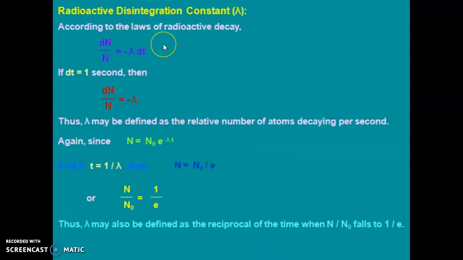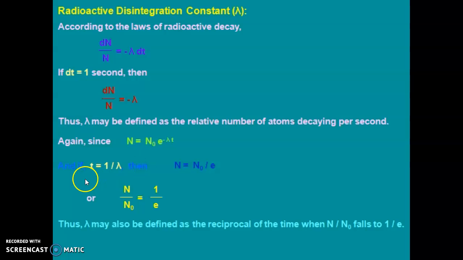Radioactive disintegration constant. dN by N equals minus lambda dt. It was discussed in the previous article also. If dt equals 1 second, then we may write dN by N equals minus lambda. Thus, lambda may be defined as the relative number of atoms decaying per second. Again, since we know N equals N naught e raised to power minus lambda t, where N naught is the initial number of atoms and N is the number of atoms at time t.